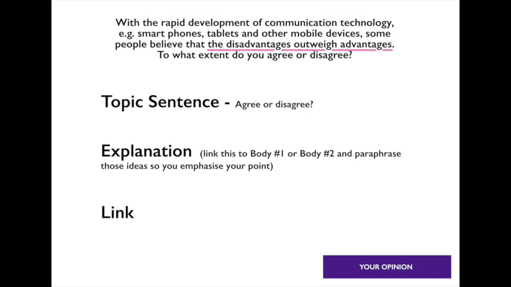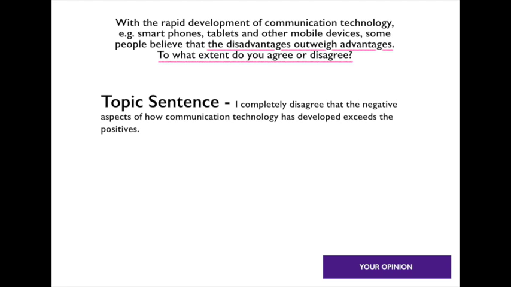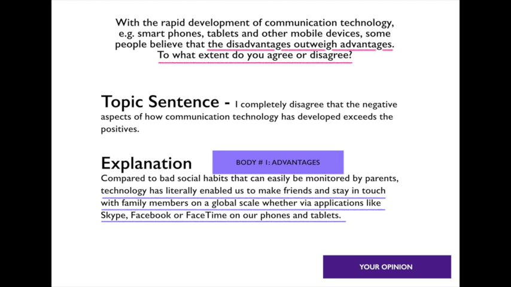I then work out whether I agree that there are more disadvantages than advantages of communication technology. I disagree with the opinion, so that means I believe that it actually has more advantages. So I literally say that in my topic sentence. And I say, I completely disagree that the negative aspects of how communication technology has developed exceeds the positives. So for the explanation I wrote, compared to bad social habits that can easily be monitored by parents, technology has literally enabled us to make friends and stay in touch with family members on a global scale, whether via applications like Skype, Facebook, or FaceTime on our phones and tablets.